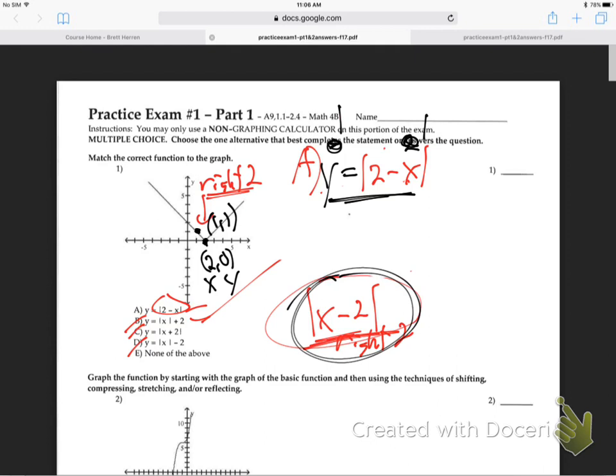Well, okay, one more. How about this point right over here? This looks like over 3, up 1, doesn't it? That other dot? Over 3, up 1. Does that work for A? Put in 3 for X and 1 for Y. 2 minus 3 is negative 1, absolute value, positive 1. Yeah. See how A is working for the dots that are obviously on that graph? So at that point, you have confidence to grab A.